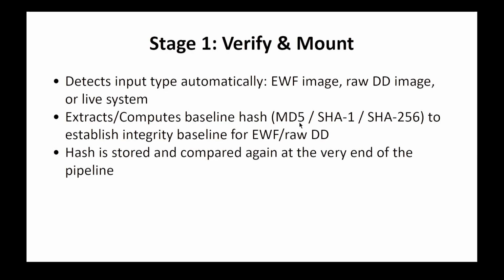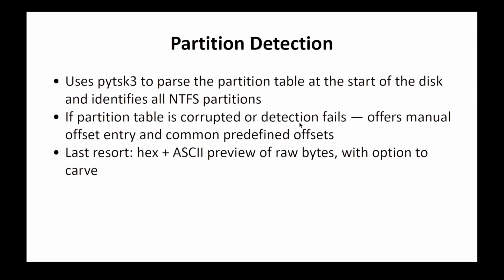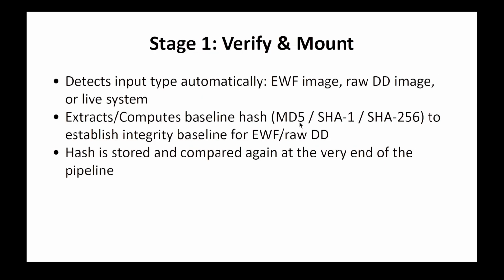For raw DD images, the tool does the same thing. It detects and joins any segmented files out there. Once the image is open, the tool computes a baseline hash. The hash then is stored, and at the end of the pipeline, it's going to be recomputed and compared against the baseline. If they match, then it was never modified, and that's the chain of custody.